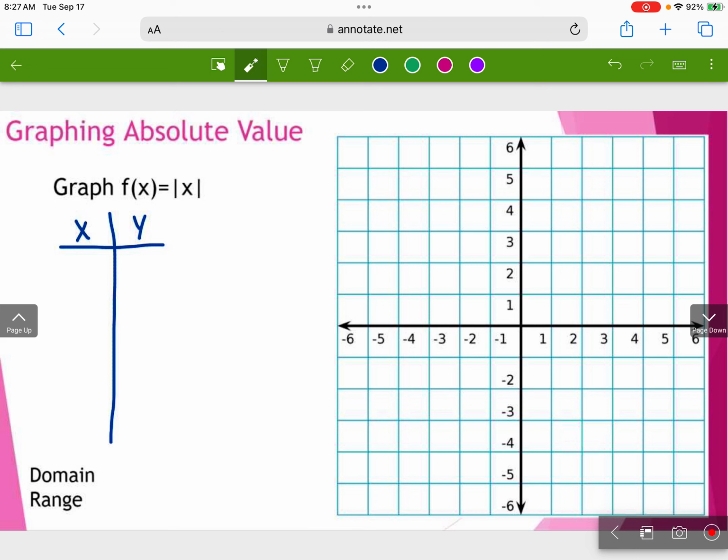What is a good number that would show you the middle of a graph? 0. So in our table, we're going to put a 0 in the middle. And when in doubt, that's a good place to start. I'm not saying that's going to always be where we start, but when in doubt, it's a good place to start.